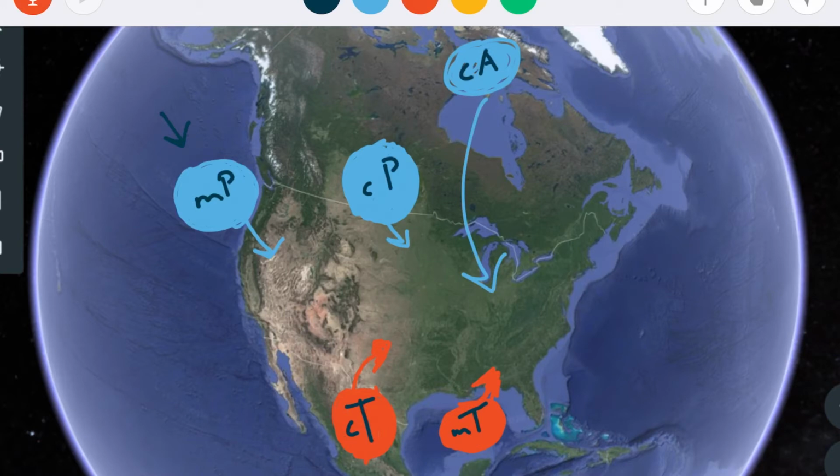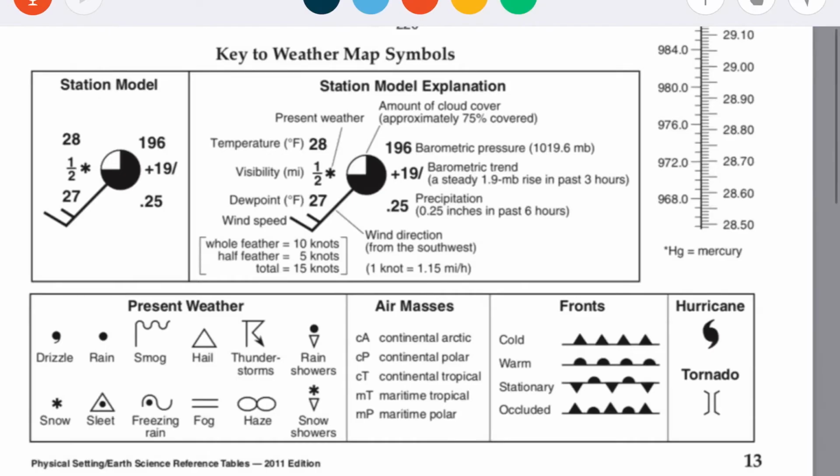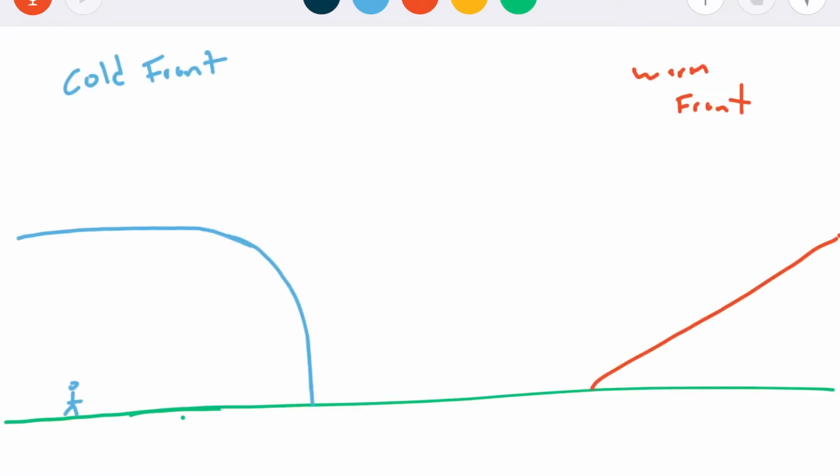So what happens when a maritime tropical air mass meets a continental polar air mass? What's it going to be like? I like to start with the profile view of it. And I like to start with the left side in blue for a cold front and the right side in red for a warm front.